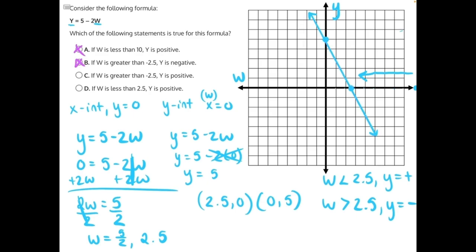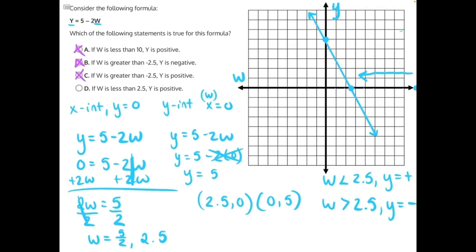C says if w is greater than negative 2.5, y is positive. That's again partially correct, because it will be positive for a while until it crosses that positive 2.5 point, and then it will become negative. So C is also incorrect, and by process of elimination we can see that D is our correct answer, but let me show you exactly why D is correct.